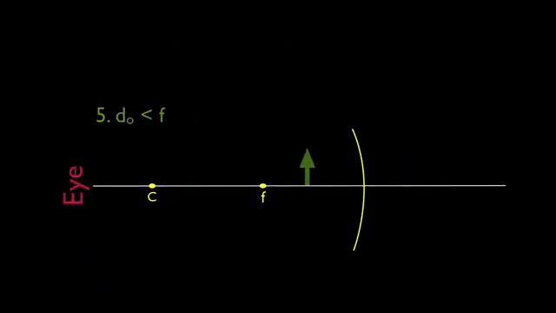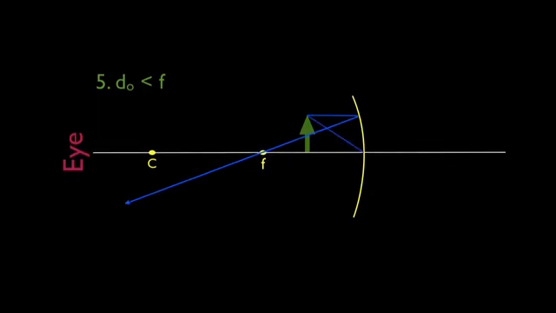Okay, here's the last one. Now, finally, we're inside of F. The object is inside the focal point. And you're going to do the same thing with the first one, parallel F. Now, the second one, we're going to draw the same way.